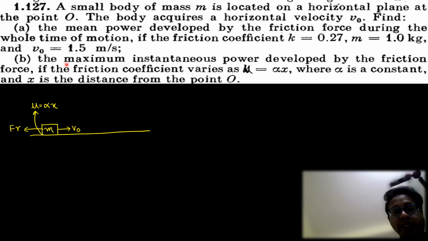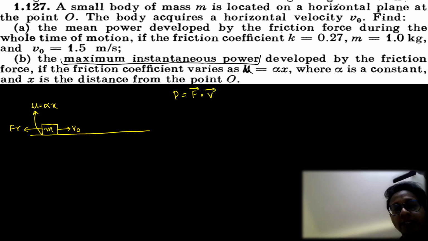The question is asking to find the maximum instantaneous power. What is instantaneous power? Instantaneous power is nothing but the dot product of force and velocity. If you realize, the value of the friction force is nothing but mu mg, where mu given in the question is alpha x. So the value of the friction force becomes alpha x mg.